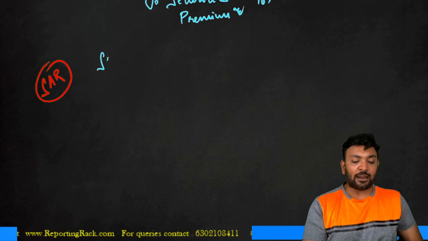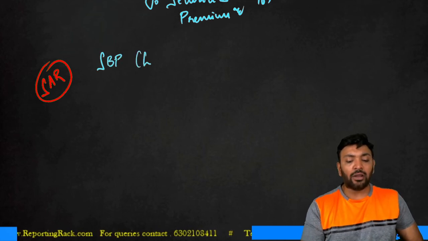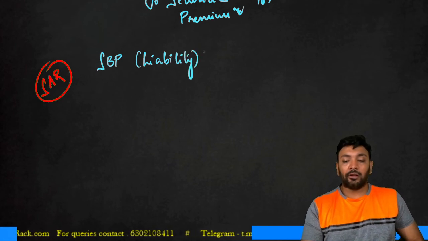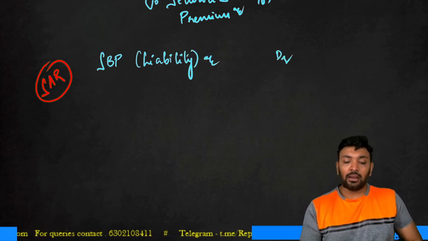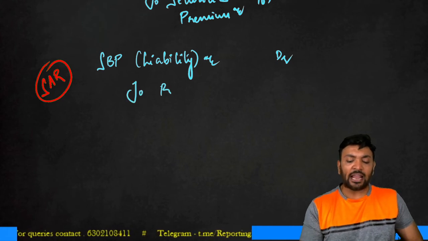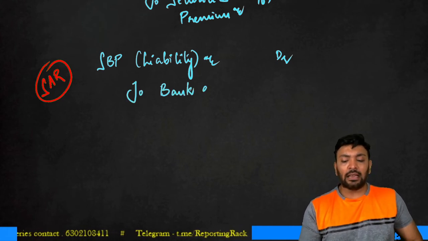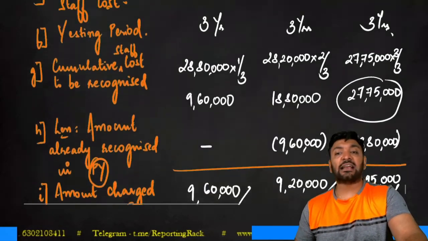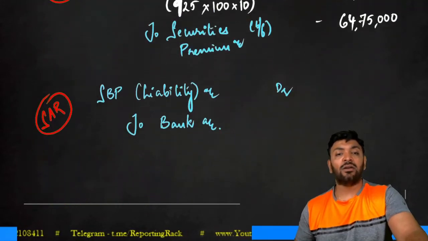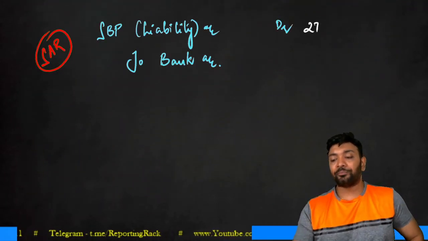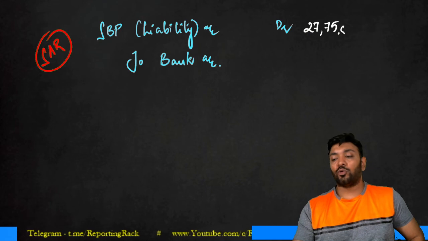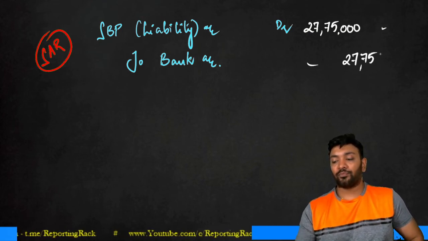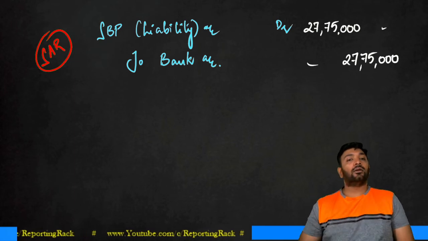So I'll debit the share based payment liability account. I've created a liability here; it was not equity. And I will credit it to bank because I'm paying them in bank. In net cash settlement, the total amount of provision which I created, that is 27,75,000, will be paid off to my employees. Clear?